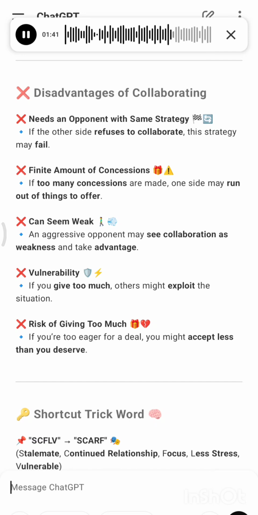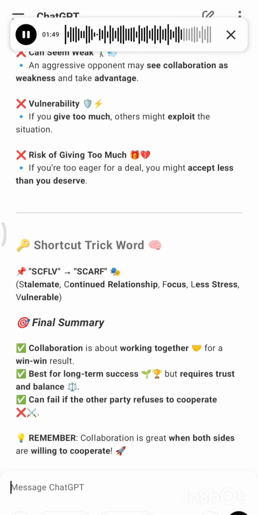Risk of giving too much. If you're too eager for a deal, you might accept less than you deserve. Shortcut trick word: SCFLV. Stalemate, continued relationship, focus, less stress, vulnerable.